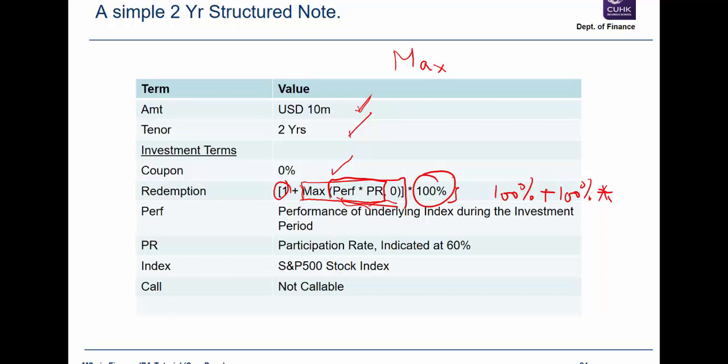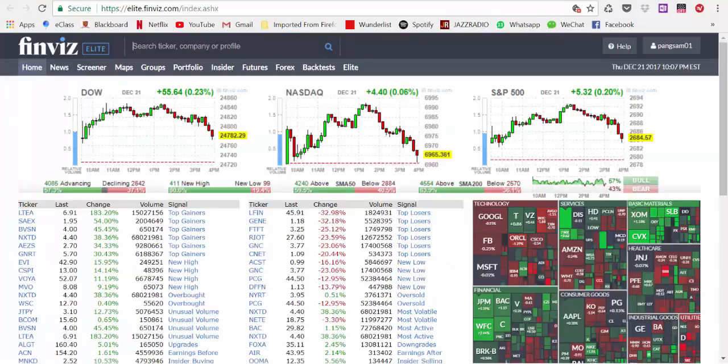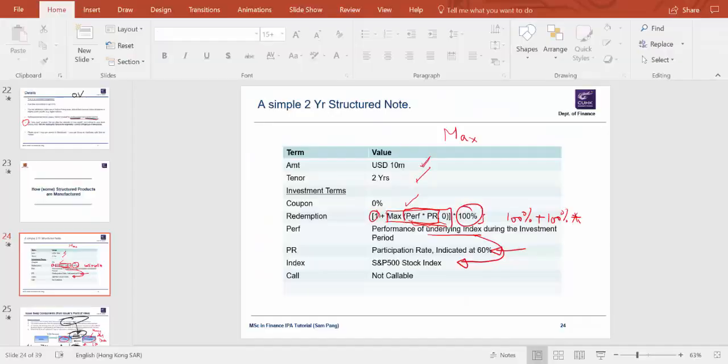Now perf is the performance of the underlying index. What is the index? The S&P 500. And there is actually a participation rate as well, which is 60%. For example, the S&P 500 right now is 2,684. That's on your right-hand side. So let's say you do this trade today. 2,684 is the starting value.